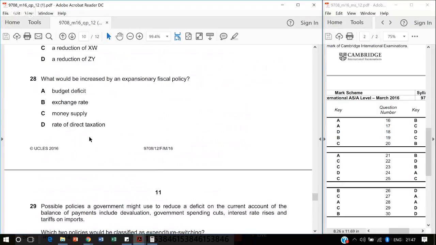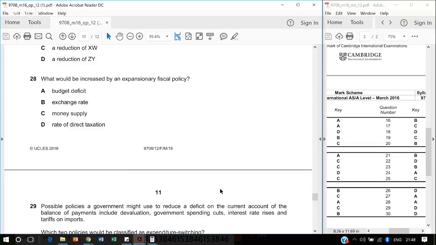What would be increased by an expansionary fiscal policy? Budget deficit, exchange rate, money supply, direct rate of taxation. So expansionary fiscal policy means a decrease in taxation and an increase in government spending. So this is incorrect. Money supply and exchange rate are both monetary policy tools, so they're not going to come under fiscal policy, and which only leaves us the budget deficit.